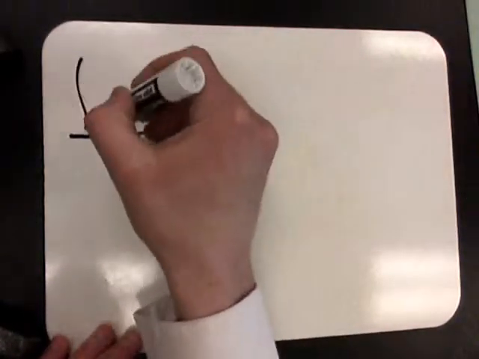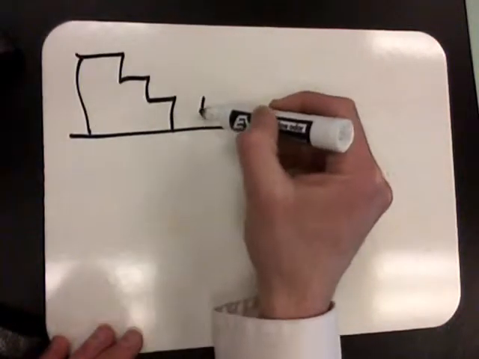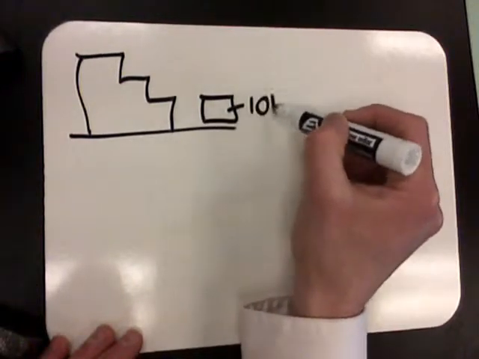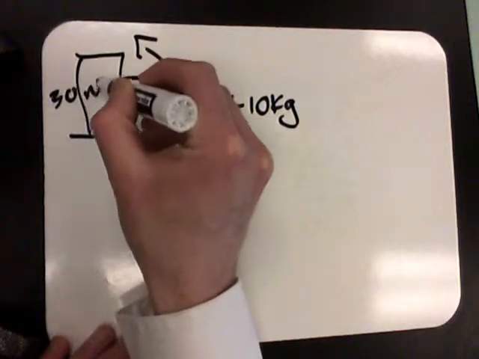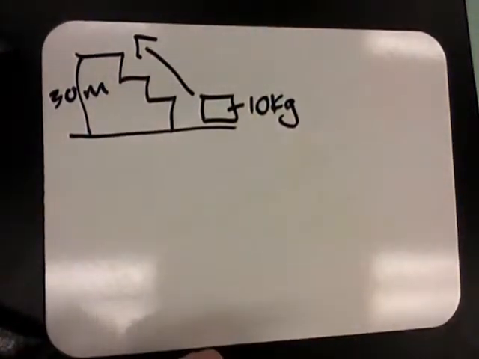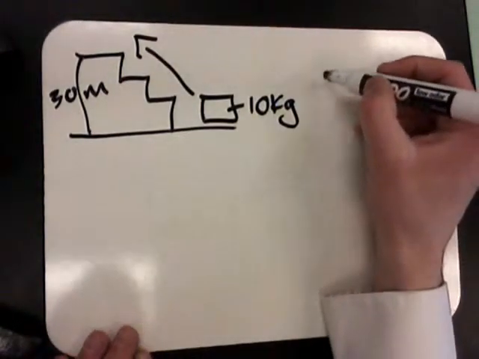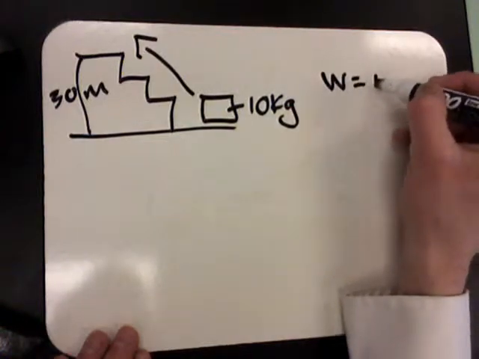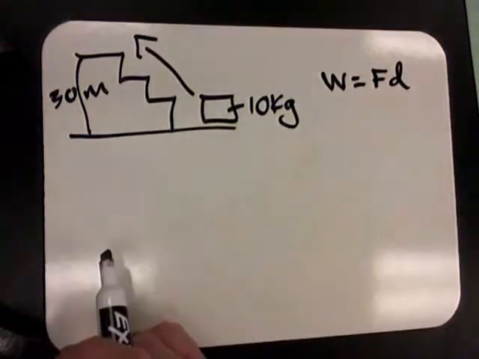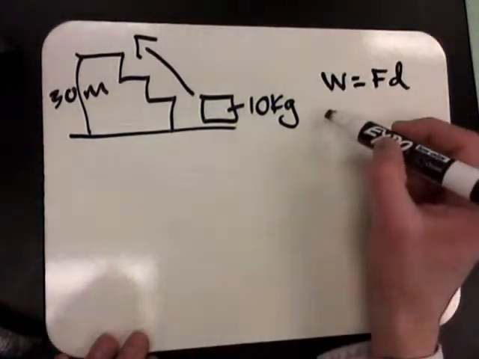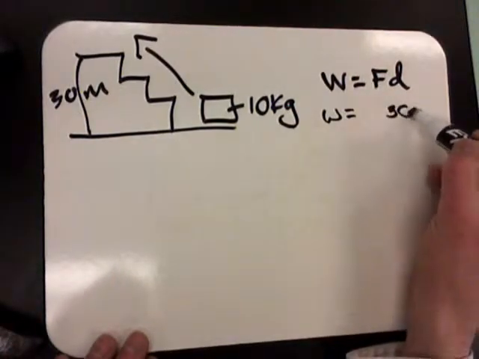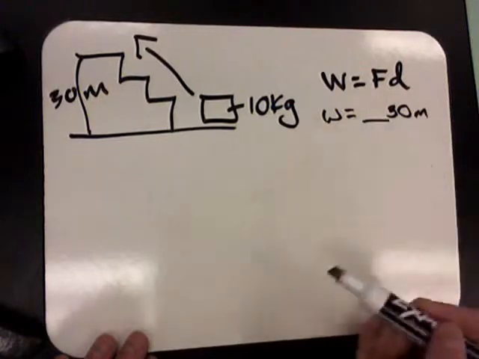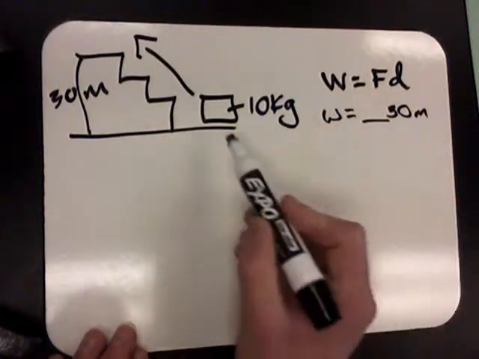That's often helpful. You've got this flight of stairs like this. You've got a box that's 10 kilograms. You want to go up. That's 30 meters. Fantastic. Well, if you're looking for work, all you need is work equals force times distance. Perfect. Well, we don't know what the work is. We do know what the distance is. It's 30 meters, but we don't know what the force is. That would be really useful to know.